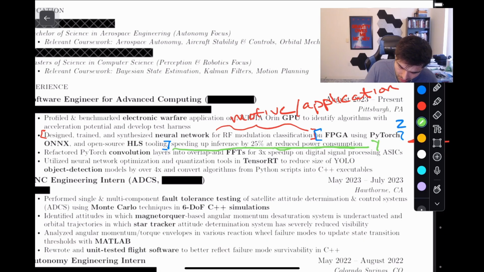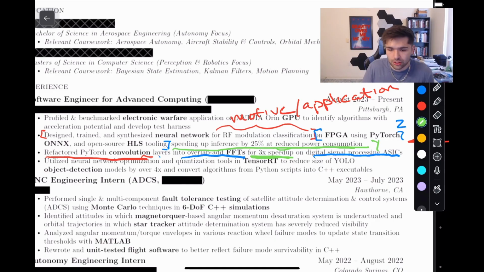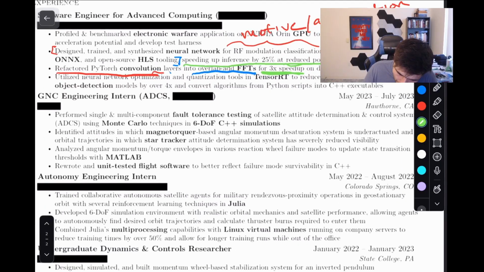Similarly, you can see the next one is even simpler. Refactored PyTorch convolution layers into overlap add FFTs for a 3x speed up on digital signal processing ASICs. So again, this beginning piece here, this is definitely the accomplishment. I would say here it's kind of tough, like where's the Z? I would probably say this is an algorithm and this is a piece of hardware, and then lastly this Y piece is that 3x speed up. So just a couple basic examples of good XYZ bullets.